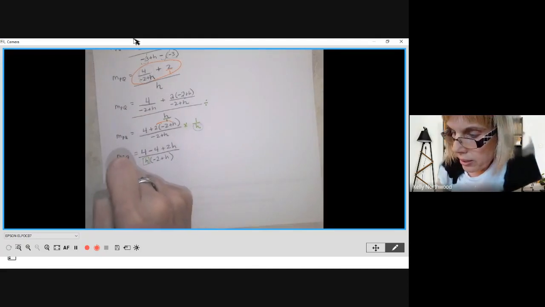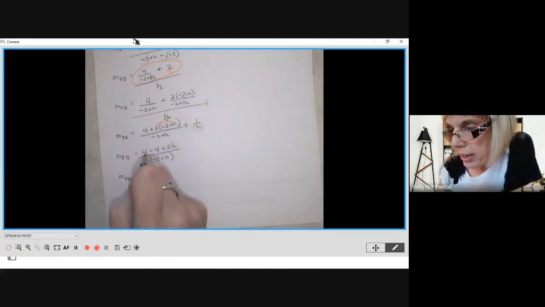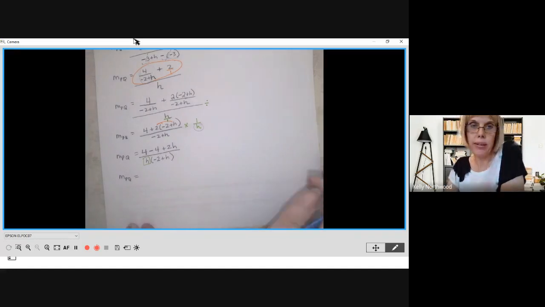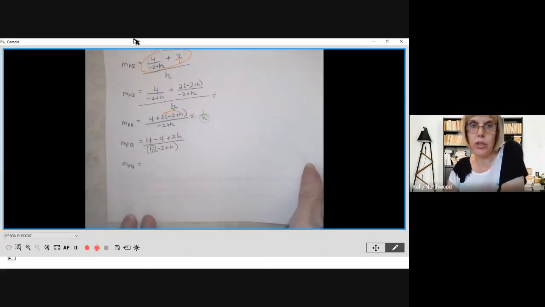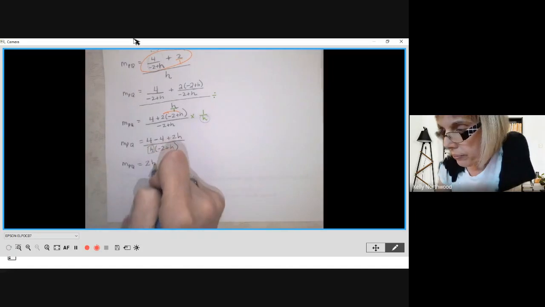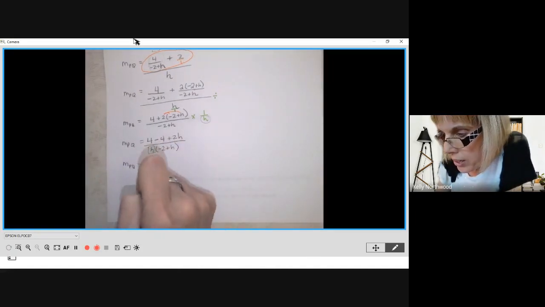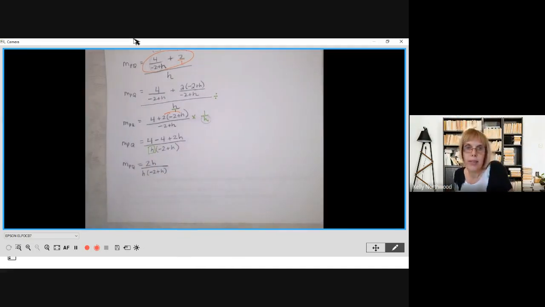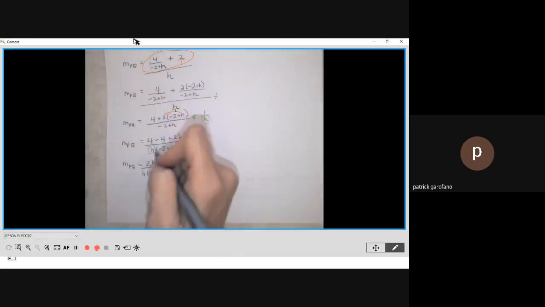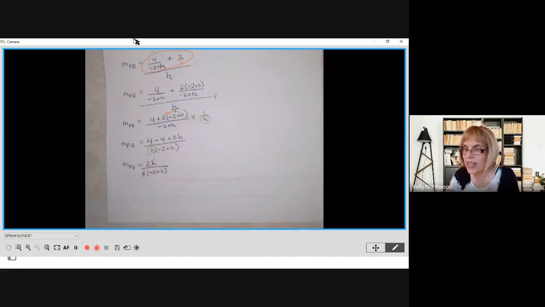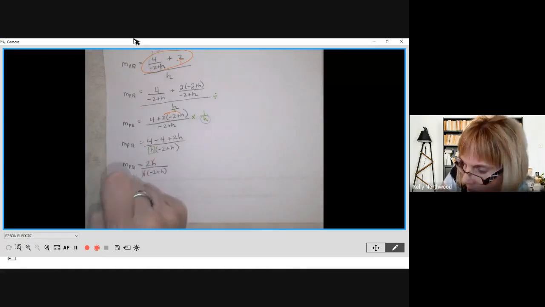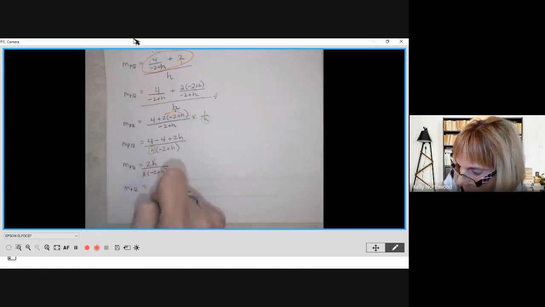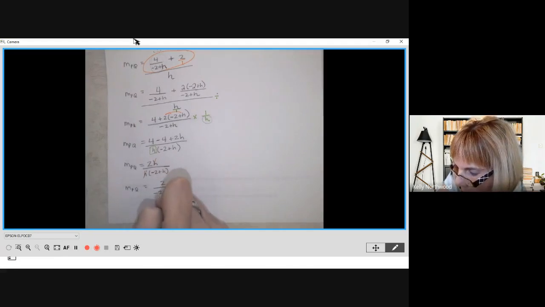So I'm still not done simplifying the numerator, because now I'm really lucky. I've got 4 subtract 4 is 0. So I've got a 0 pair there. So I'm only left with 2h in the numerator. And in the denominator, I've got h times -2 plus h. So does anyone see what I can do to simplify? Yeah, we could just divide out the h from the top. Yes, nice. We can just divide out those h's. Perfect. So now the slope of the secant is 2 over -2 plus h.